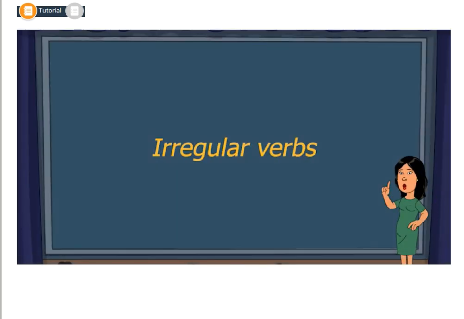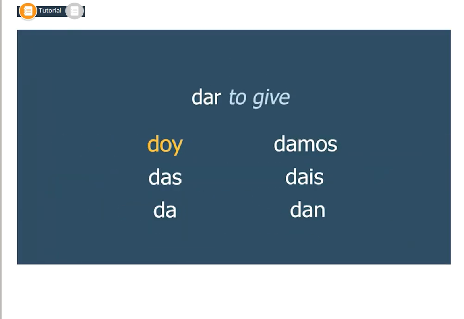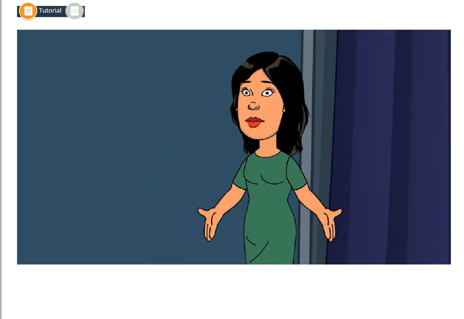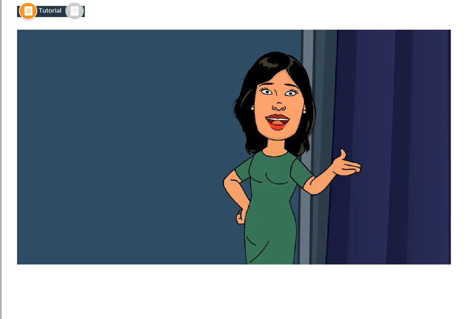¡Qué bien! Shall we move on? Now, there are many other common verbs in Spanish that are irregular in the present tense. Some are irregular only in the yo form. Dar, doy, das, da, damos, dais, dan. Some are irregular in the yo form and have a stem change in other forms, like this.